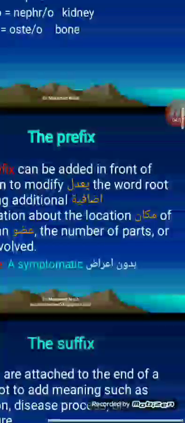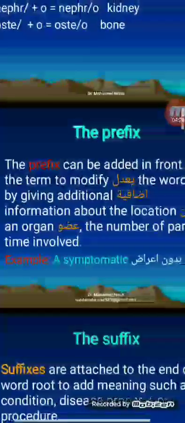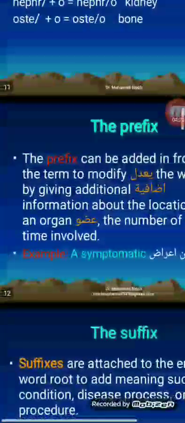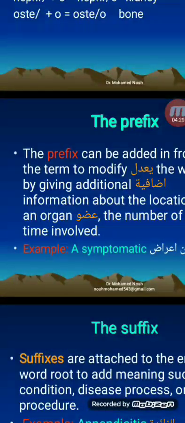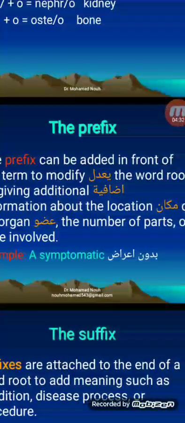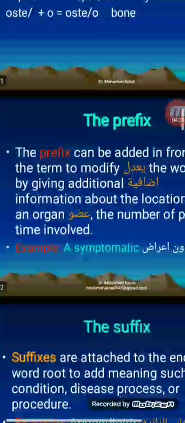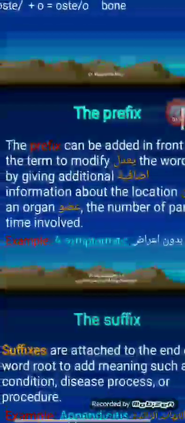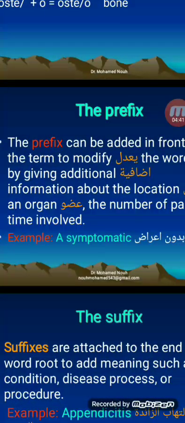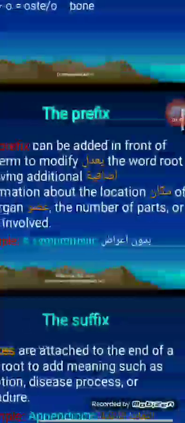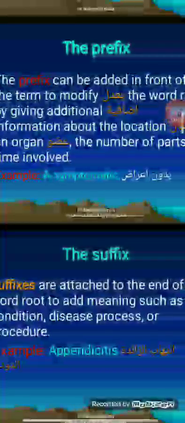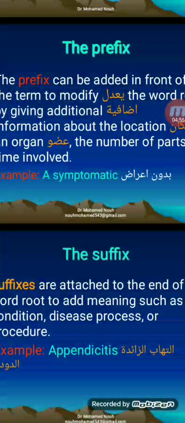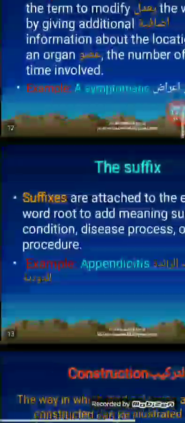What is the prefix? The prefix can be added in front of the term, at the beginning, as I said, to modify the word root by giving additional information. It gives additional information about the location or site of the organ, the number of parts, or time involved. So: locations, number of parts, and time. Example, asymptomatic. A means without.